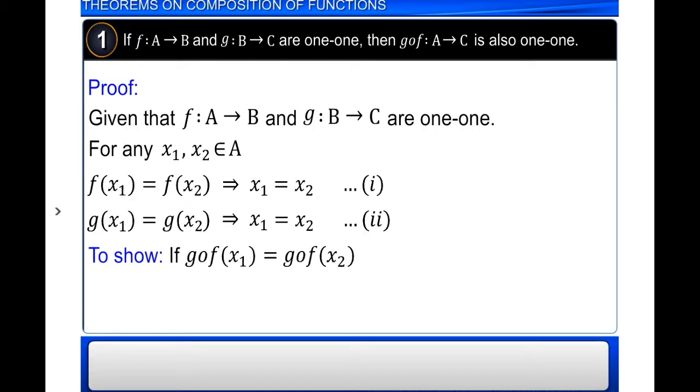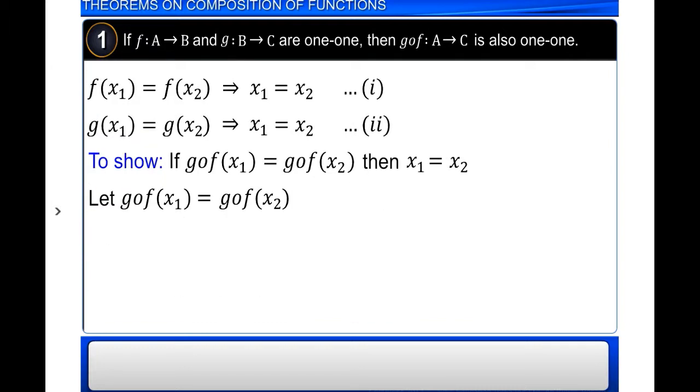To prove that g circle f is 1-1, we'll show that if the composition of f and g at points x1 and x2 are equal, then x1 is equal to x2. Let us consider that the composition of f and g at points x1 and x2 are equal.